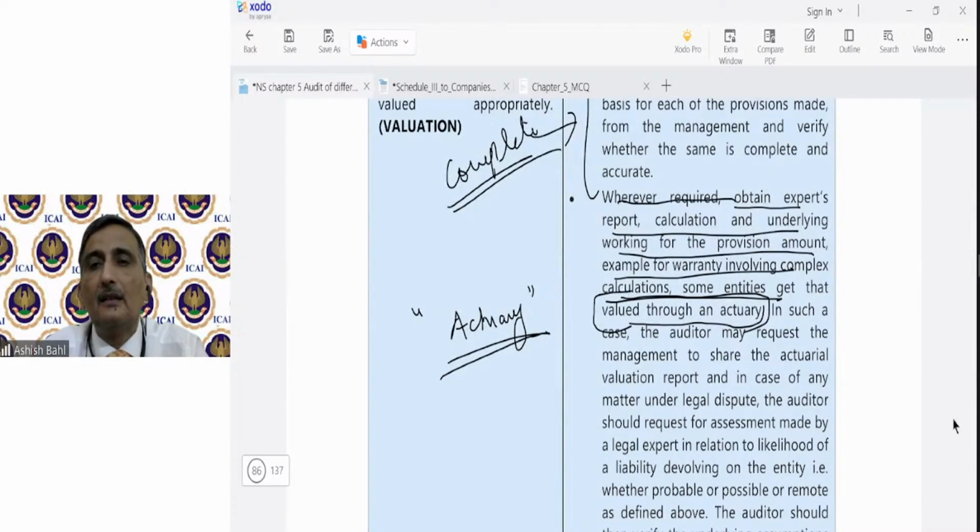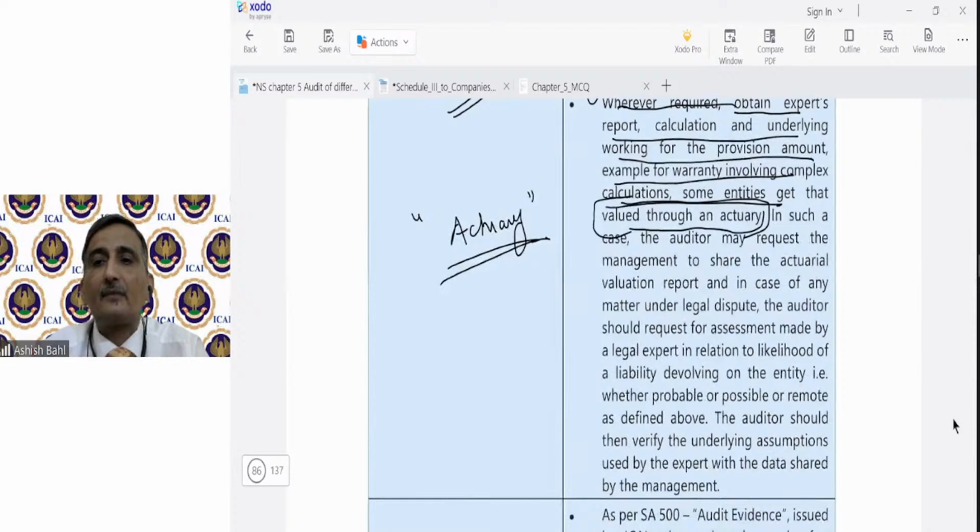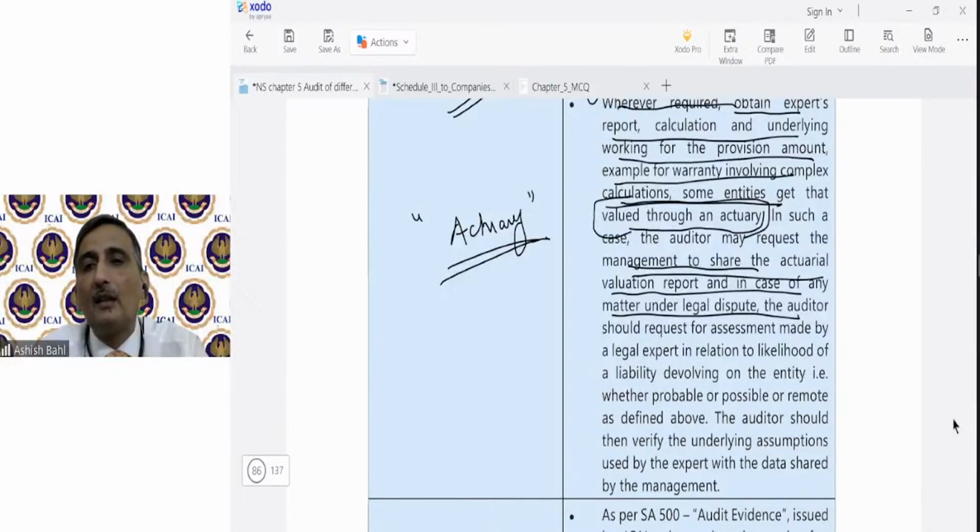Please keep patience. So the auditor may request the management to share the actuarial valuation report. So he would see the actuarial valuation report, what the actuary has to say, and whether provision has been made on that basis.